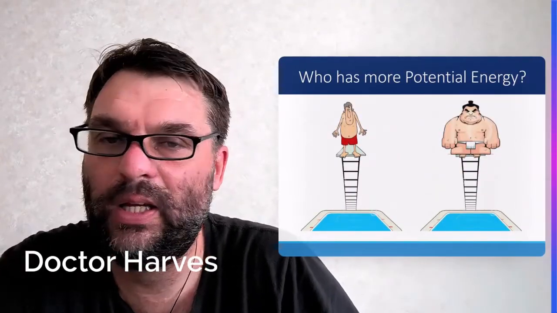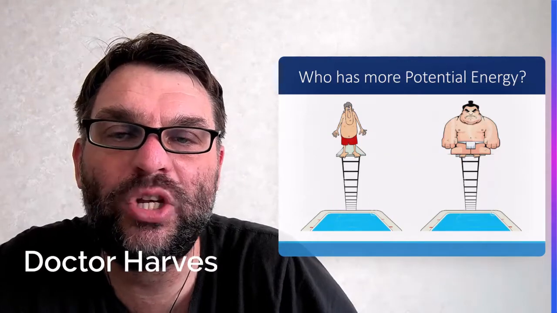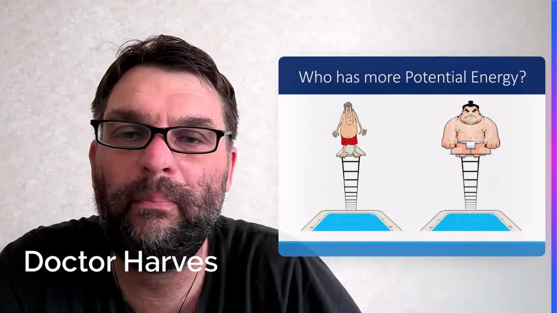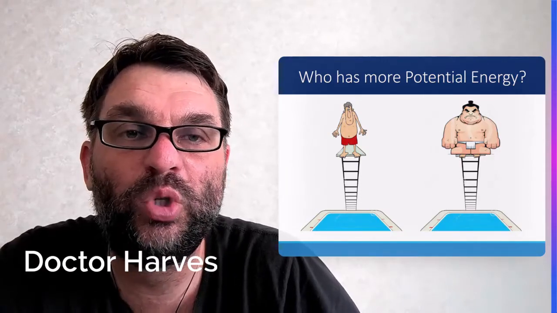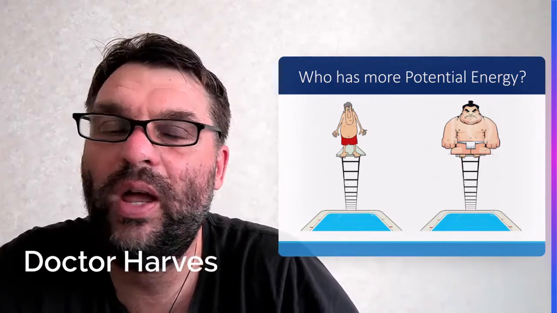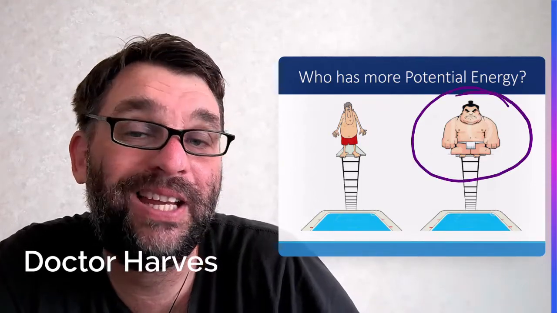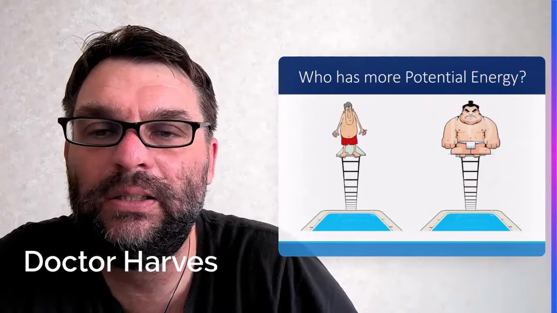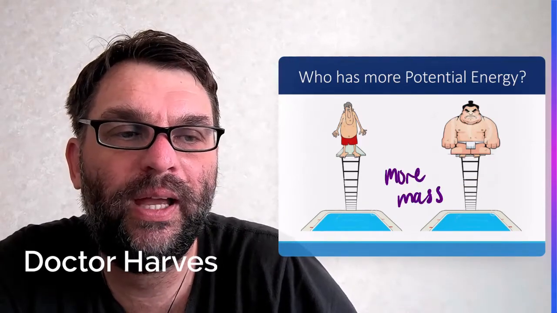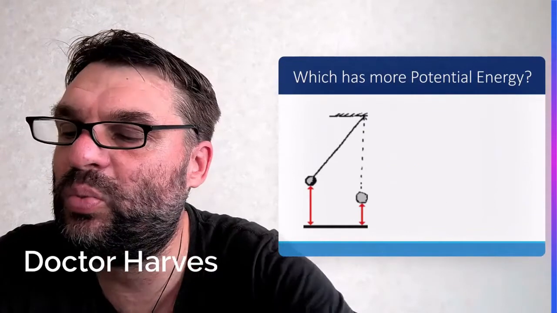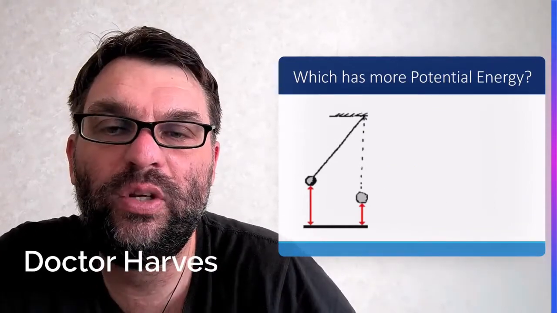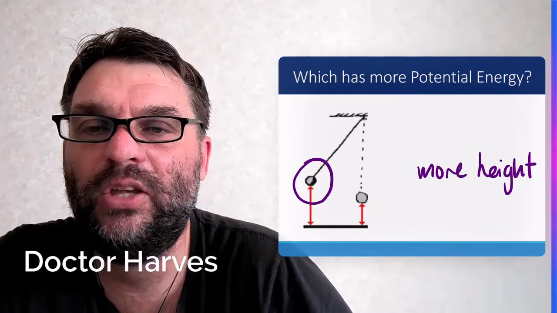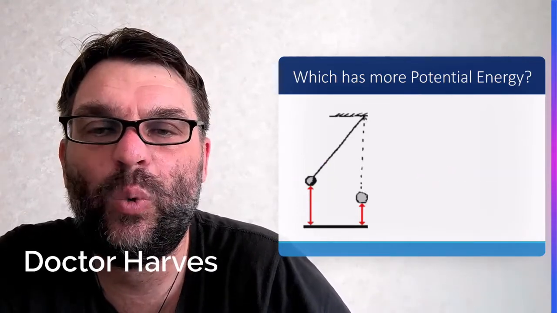If we go looking at the potential energy, which one has more mass will determine which one has more potential energy. So the big sumo wrestler should potentially have more potential energy than the skinnier diver. Also, which one has more potential energy? You should determine that the one which is higher off the ground actually has more potential energy as well.